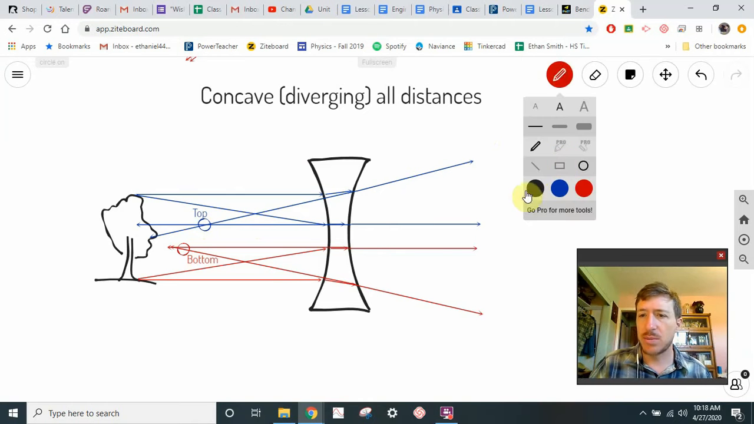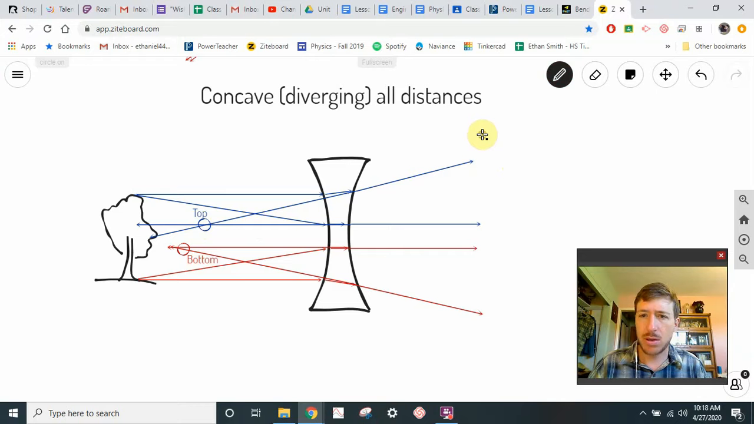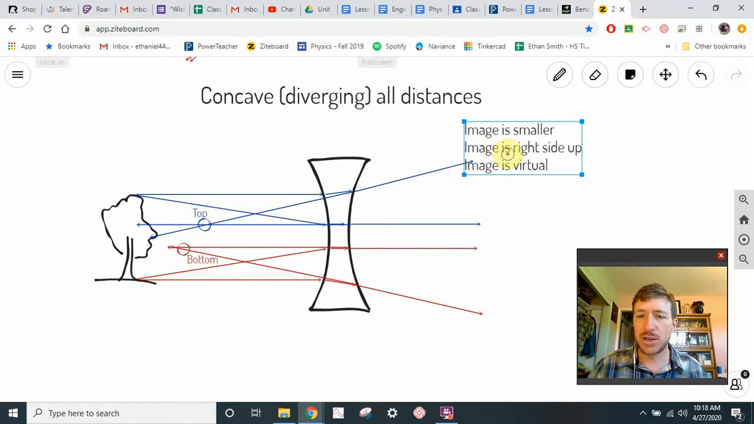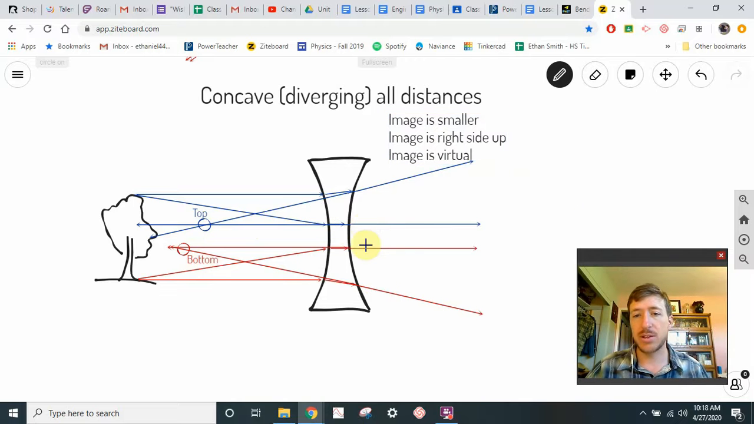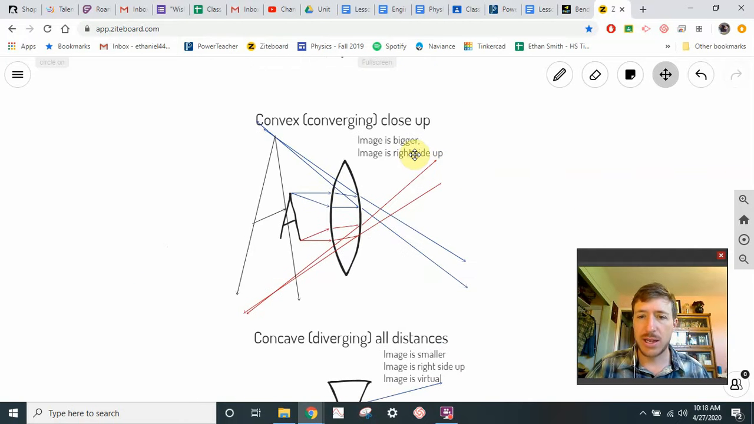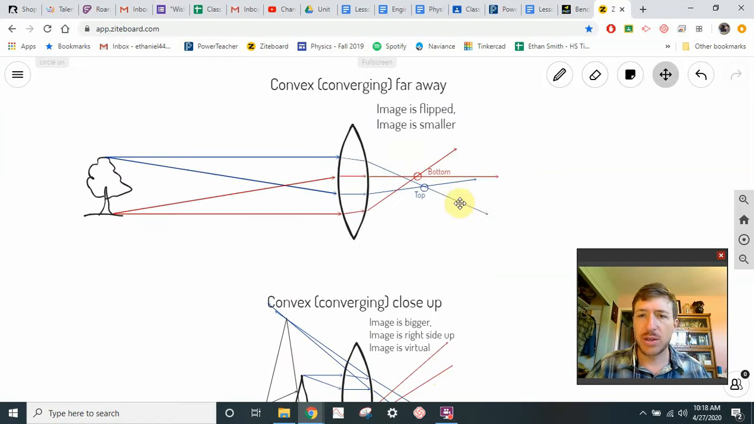So in this case, what we end up seeing is the image is smaller, and the image is right side up. It is also virtual. Right, it's a virtual image, it's not real. Those light rays aren't actually converging where they appear to in real life. Our eyes kind of have to make it up that those lines are actually converging. We could add this in here. This image also ends up being virtual, right? Because our eyes have to make up that the light rays are actually coming from this point behind the lens. And the only one where they're actually real is when we have this one.